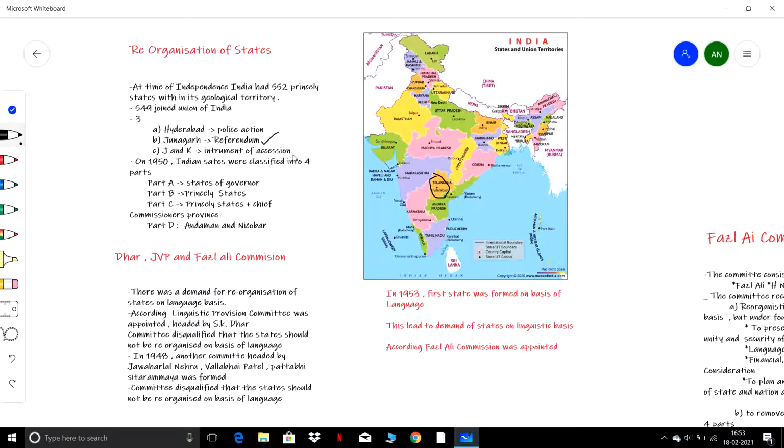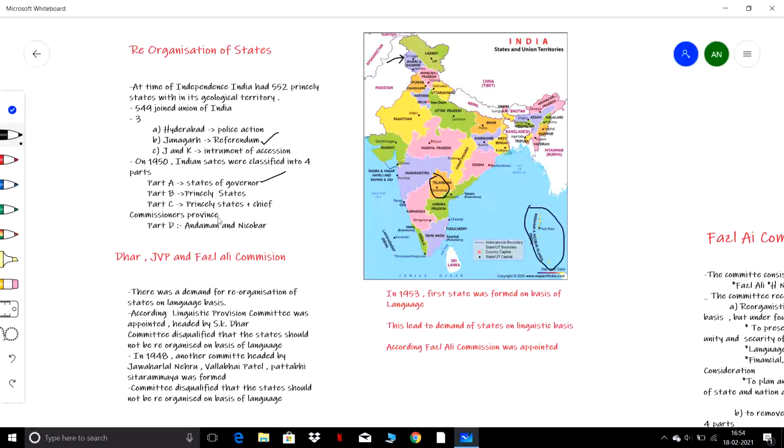Whereas Jammu and Kashmir joined through the instrument of accession. When Pakistan attacked, Raja Hari Singh came to India, and through the instrument of accession, Jammu and Kashmir became a part of the Indian Union. In 1950, the Indian states were classified into four parts: Part A, Part B, Part C, and Part D, where Part A were the states of governors, Part B was princely states, Part C was princely states plus Chief Commissioner's provinces, and Part D was Andaman and Nicobar.